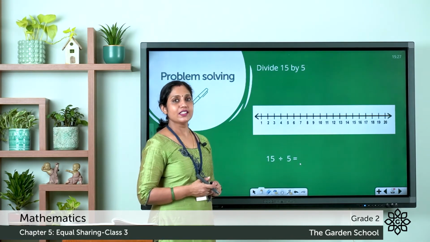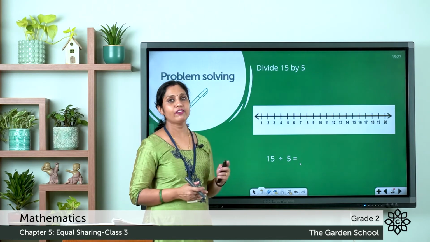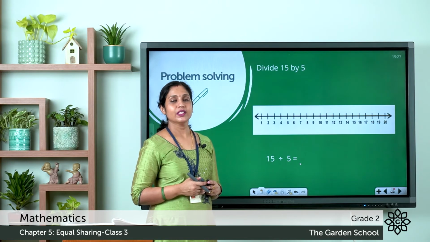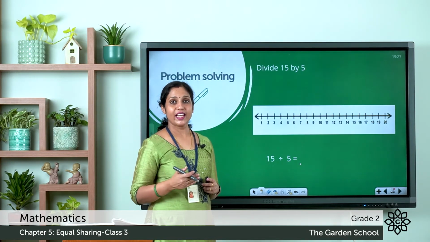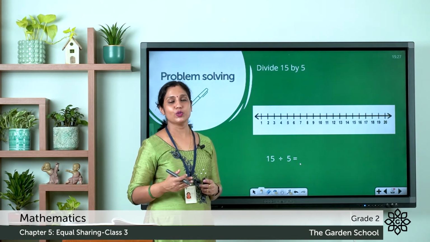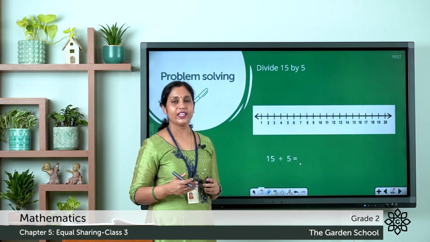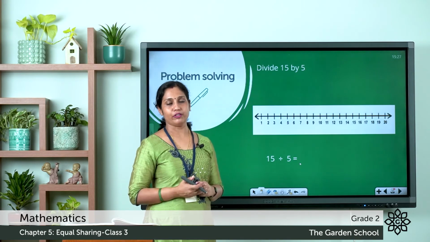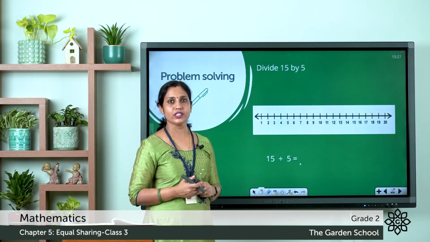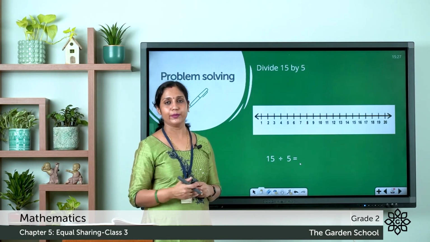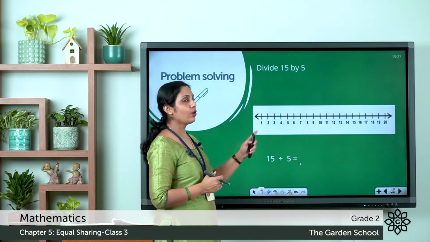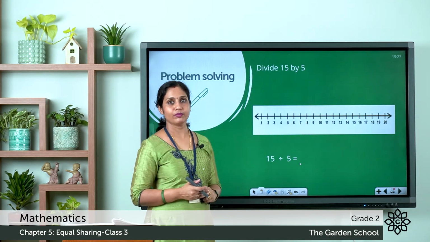The next question is divide 15 by 5. So for doing this, you can also take down your notebook, write today's date and the heading division using a number line. After writing that, write down the question, divide 15 by 5. Now what you have to do first after writing down the question, first we have to draw a number line. So draw a line and mark the numbers from 0 to 15.